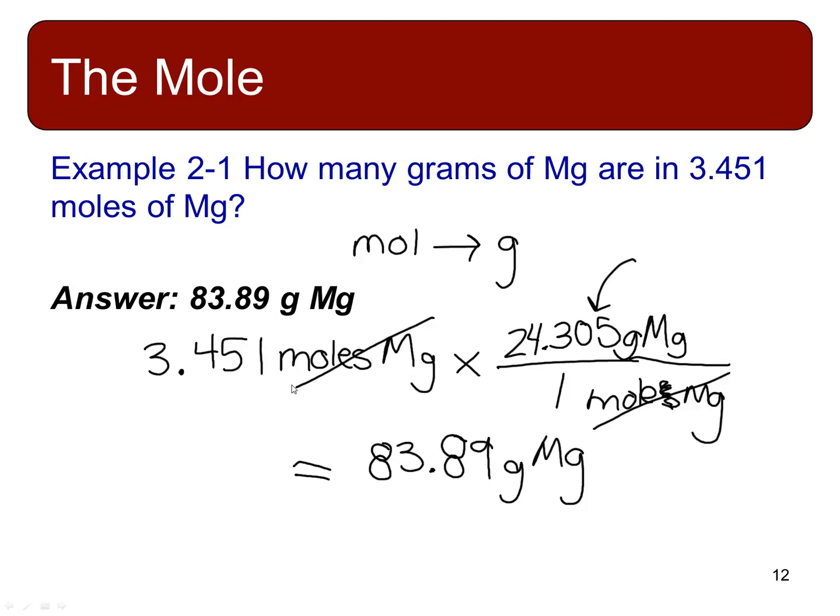Anytime you look at the atomic weight, you always divide by 1. Here in a few minutes, we'll see when we use Avogadro's number, though.